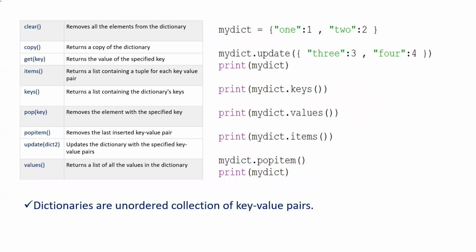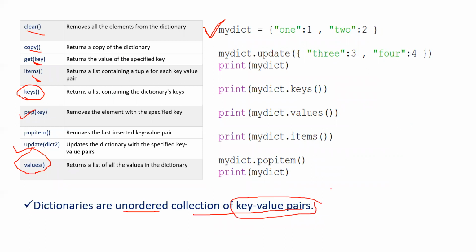These are all the methods available in dictionary. Clear, copy, get is used to get the value. Items is used to get all the items present in the dictionary. Keys is used to get all the keys. Values is used to get all the values. Similarly, you can update an existing dictionary. You can pop the elements. This is the code. You can try it out and observe the results. And a dictionary can be defined as an unordered collection of key value pairs. Key value pairs are an important thing in dictionary.